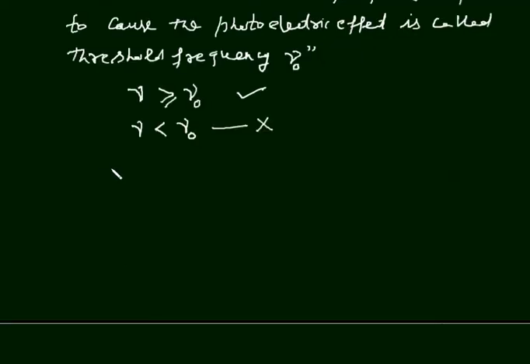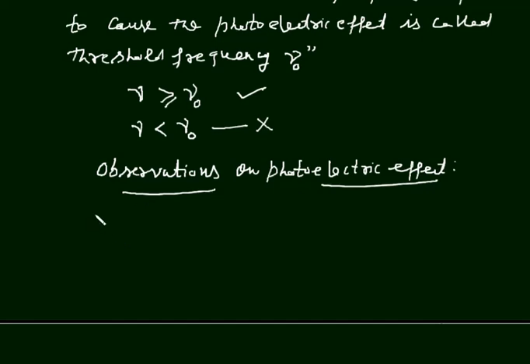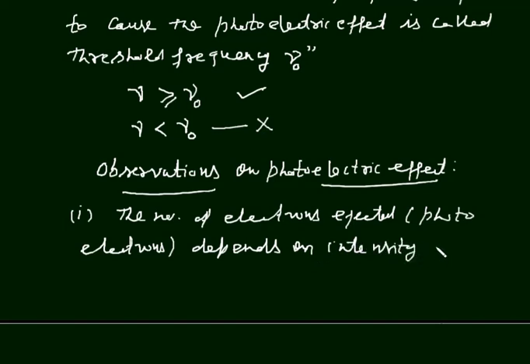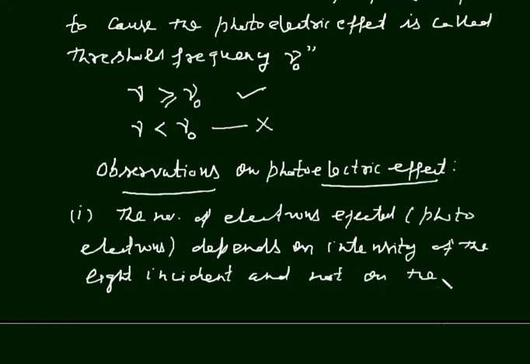There are some observations on photoelectric effect, and these observations are: number one is the number of electrons ejected, we will call them photoelectrons, depends on intensity of the light incident and not on the frequency.